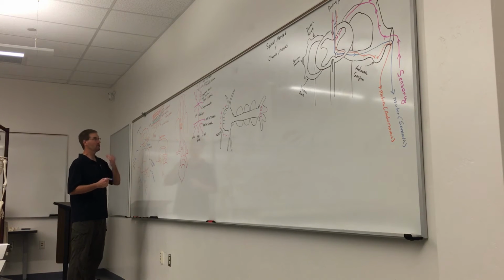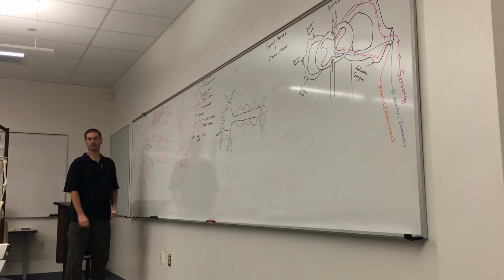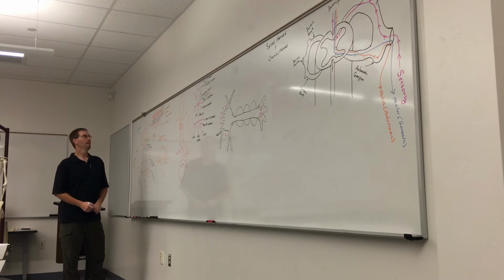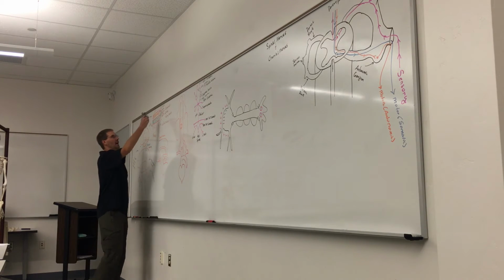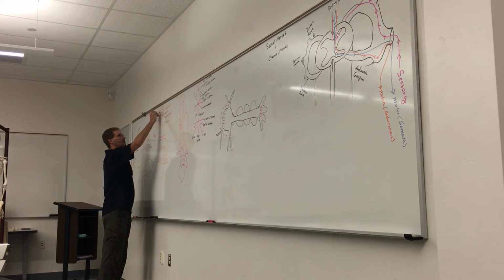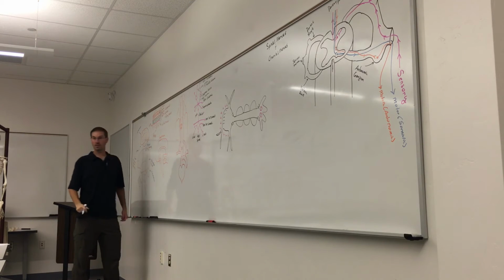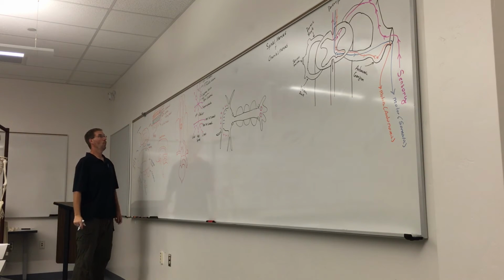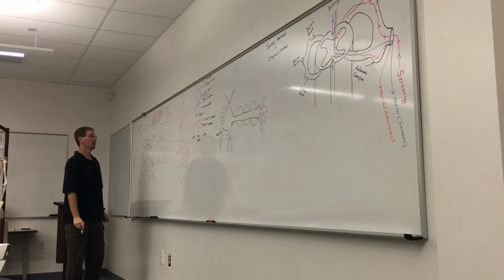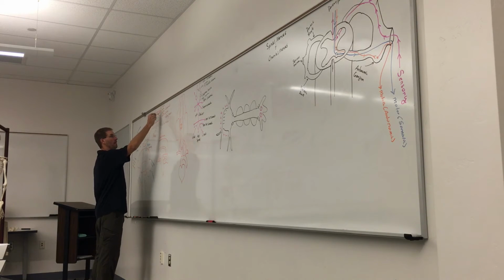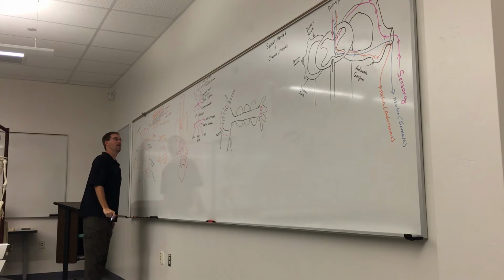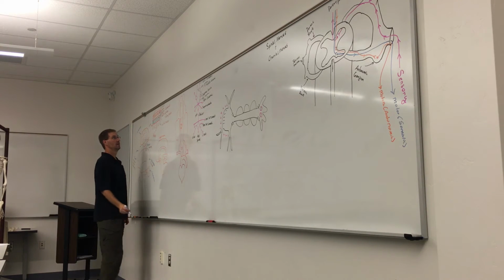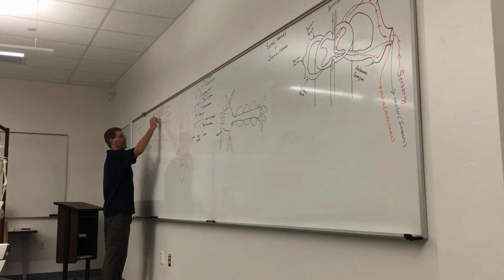So when I say epidural, where is the epidural space? Epi means on top of, right? So between the skull and the dura. Where is the subdural space? Between the dura and the arachnoid membrane, good. And then the subarachnoid? In between the arachnoid and the pia mater.